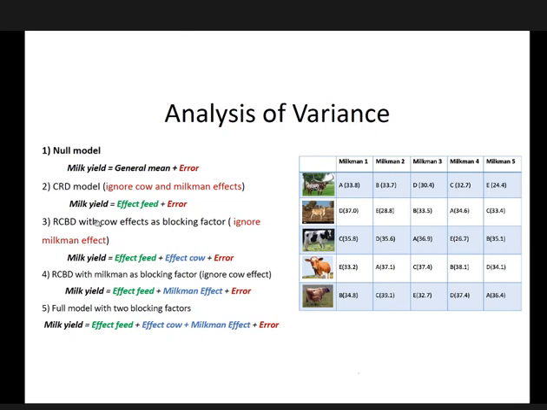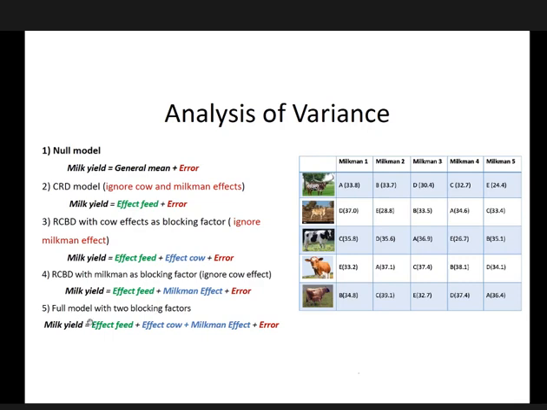Okay. Now when we go to model 3 and 4, a model with a randomized complete block design, but we are using one blocking factor at a time. So with model 3, we ignore the effect of the milkman. So here you have the effect of the feed plus the effect of the cow. So the error term here will have the effect of the milkman. Okay? And then with the RCBD, with the milkman as a blocking factor, that means we ignore the effect of the cow. And so here we have the effect of the feed, the effect of the milkman, and the error. So the error here will have the effect of the cow.